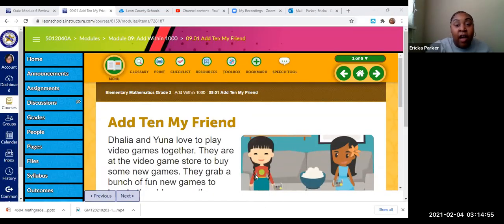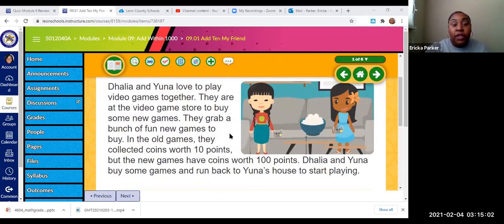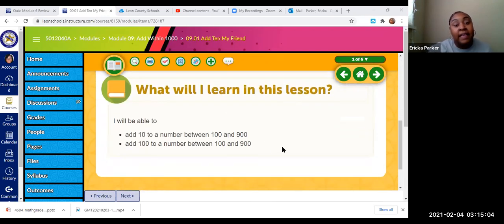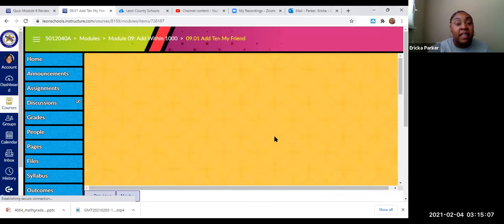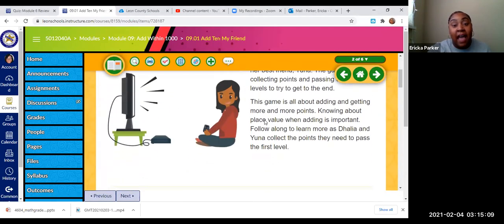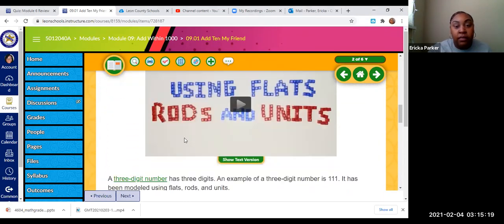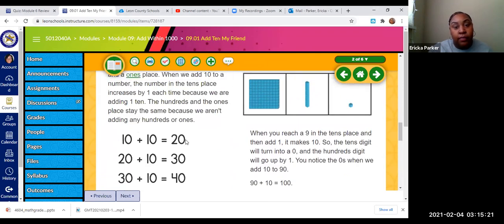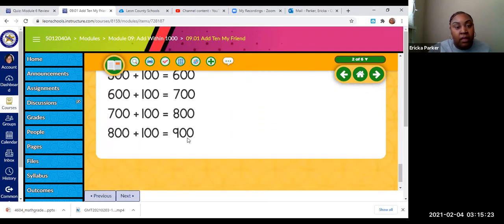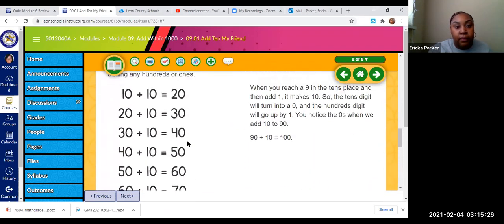I want you to take a look at our lesson here. This one is called 9.01 is add 10, my friend. So guess what we're doing? We are adding 10. This lesson only has 6 slides, so take a look here. They're having you do what? Count by tens. So this goes back to our place value.